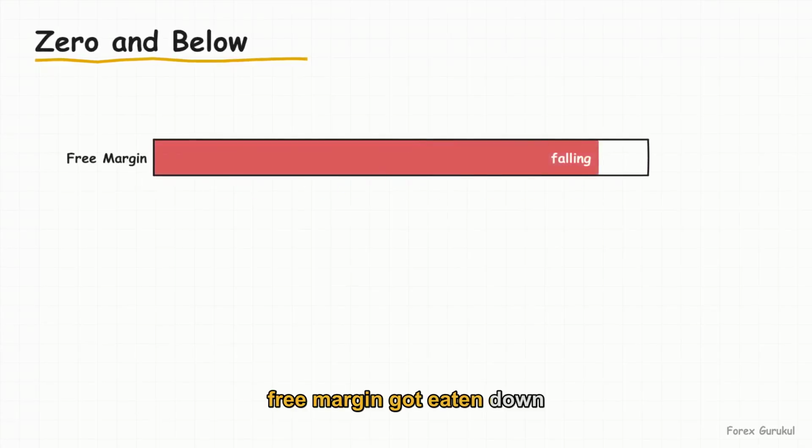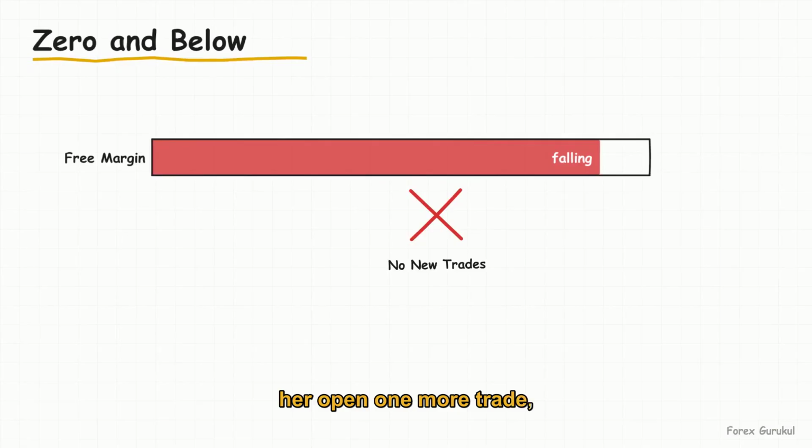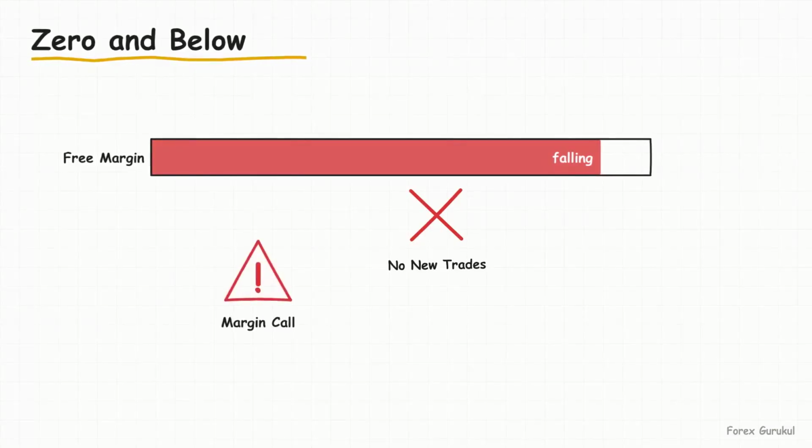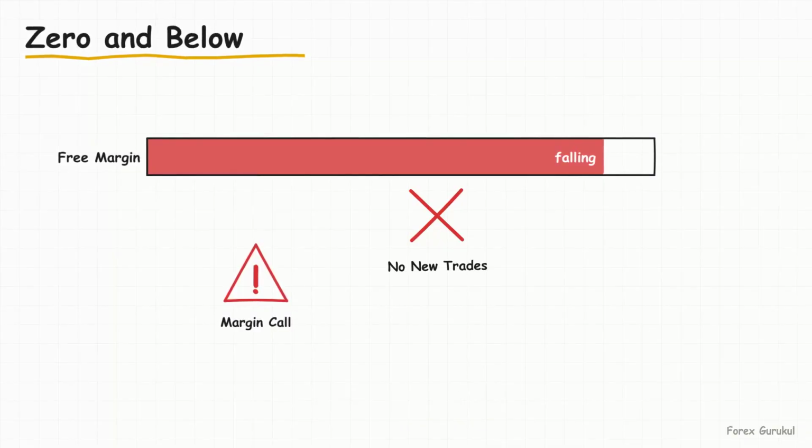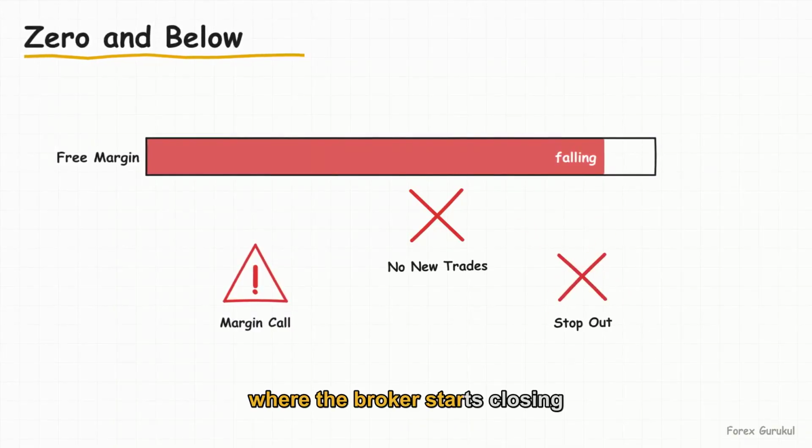So back to Dana. Locked out at 0, here is exactly what that number was telling her. As her floating profit gave way to losses on other positions, free margin got eaten down to nothing. At 0, her broker will not let her open one more trade, no matter how good the setup looks. There simply is no free margin left to back it. Go negative, past 0, and it gets worse. That is the territory of a margin call. Or in the harshest case, an automatic stop out, where the broker starts closing your positions for you, without asking.